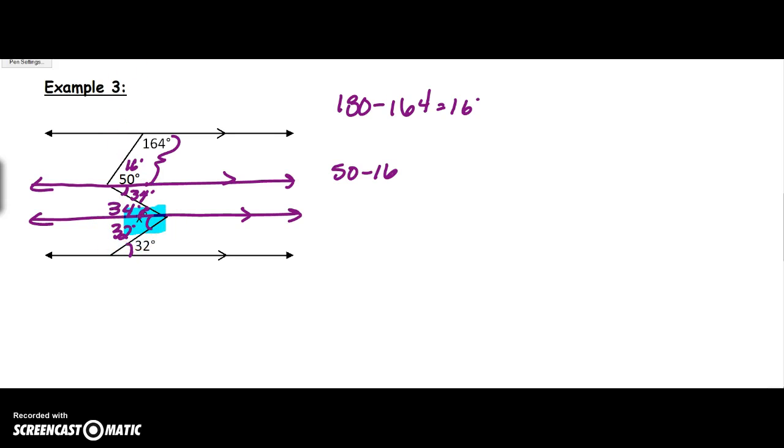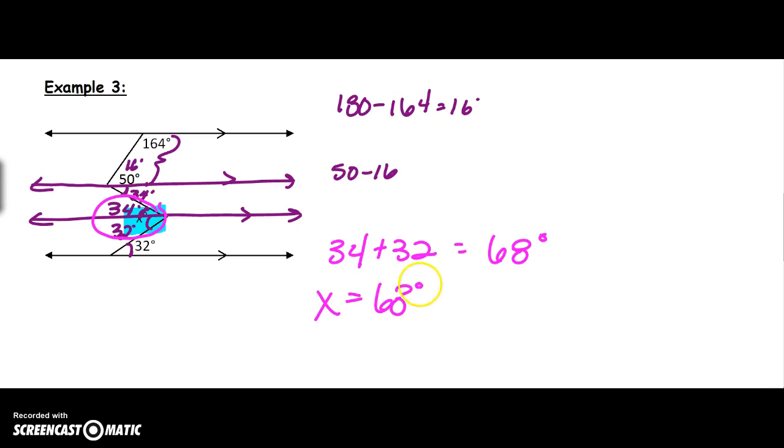So the whole measure of that angle, this one right here, is 34 plus 32, which gives us 68 degrees. So in this case, x is 68 degrees.